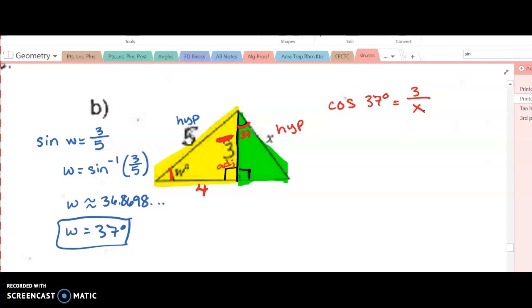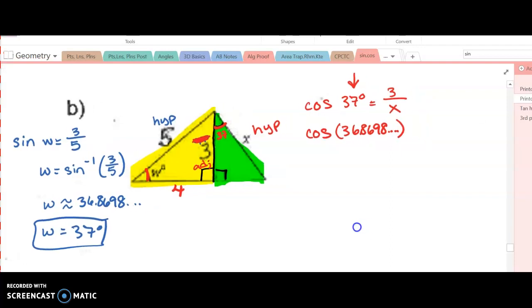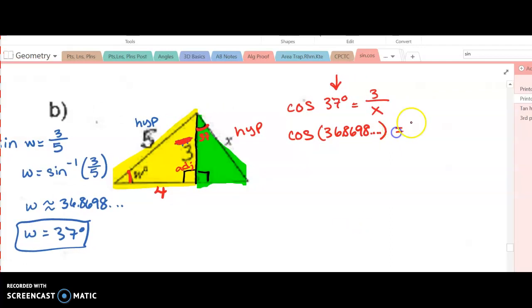Now, here is the thing. I said 37 degrees, but we never round intermediate values. We never round a number that I'm going to turn around and use again to make another calculation. So technically, guys, I need to be using cosine of 36.8698 ... because I don't want to round that fully. So this is a great time to use that copy and paste feature on our calculator.